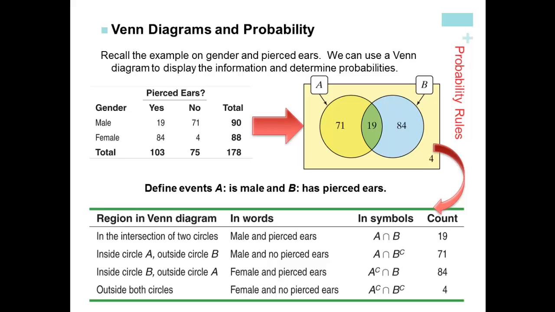Inside circle B but outside circle A, that means the females with pierced ears, would be A complement, that's outside of circle A, but also inside of circle B, and that's 84. And then outside of both circles, female and no pierced ears, A complement and B complement, or A complement intersect B complement, and there's 4 there.